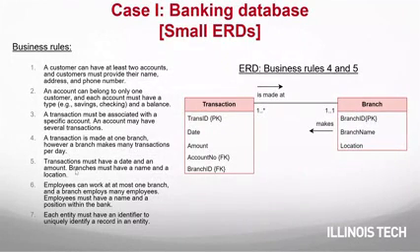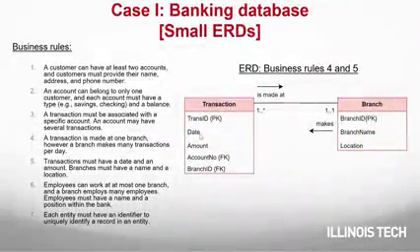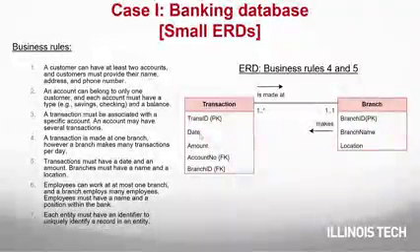Business rule 5, a transaction must have a date. Do we have a date? Yes, we have a date. A transaction must have an amount. We have an amount right over there. And also, yes, we have account number and we have the branch ID. So how do these two come about?